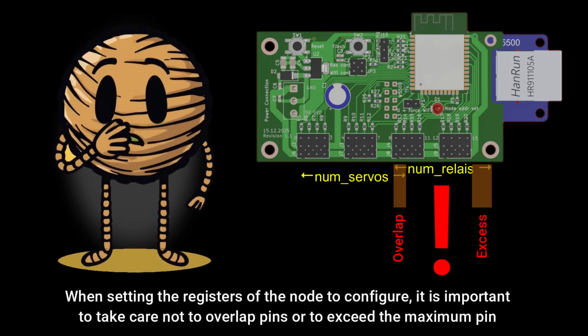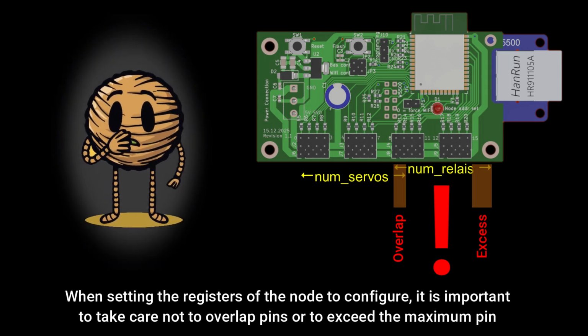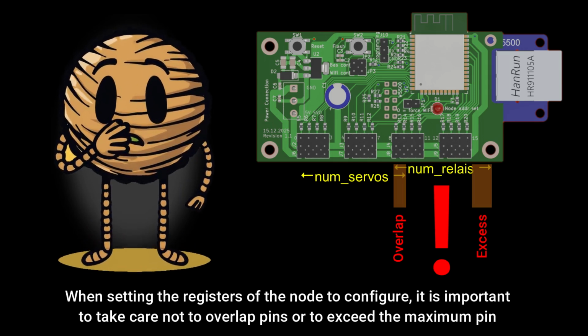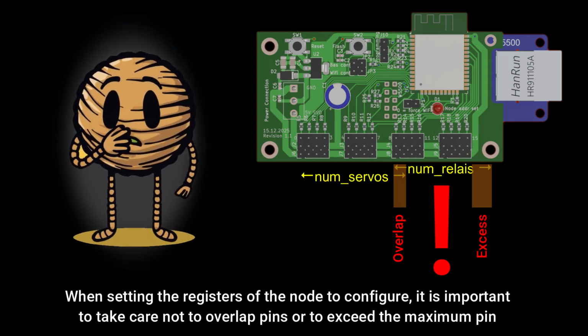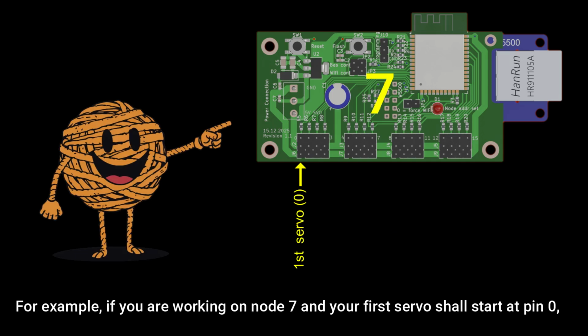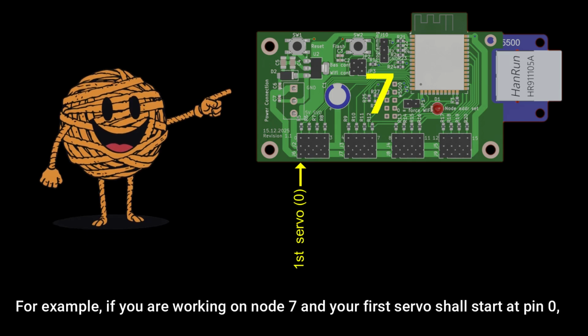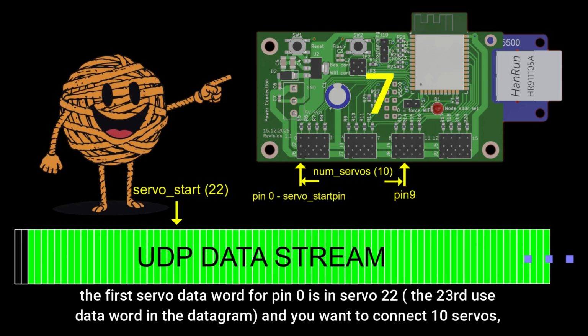When setting the registers of the node to configure, it is important to take care not to overlap pins or to exceed the maximum pin. For example, if you're working on node 7 and your first servo shall start at pin 0, the first servo data word for pin 0 is servo 22. This means the 23rd data word in the datagram.